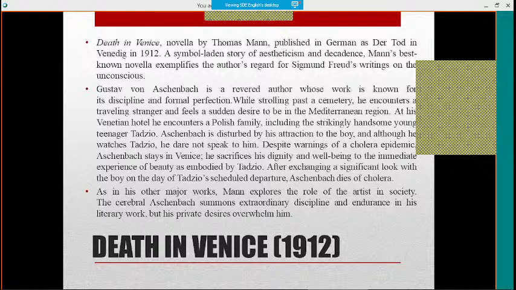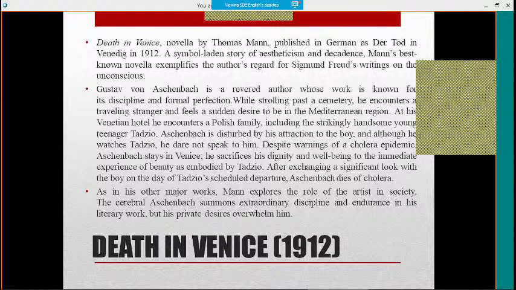It talks about art and the artist. So it was largely inspired by actual events in the life of the author. And it is also about homoeroticism or homosexuality.